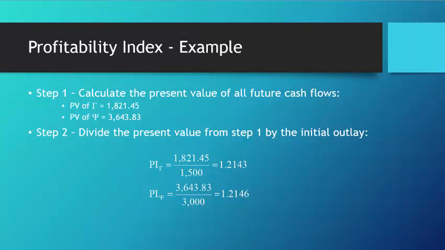Remember that had we left the negative on there and added the two together, we'd just get the 321.45. In this case, we're getting 1.2143. And in the second one, we're getting 3643.83 divided by 3000, or 1.2146. Now at this point, I'm going to show you how to do these in Excel. So hang in here just a sec.